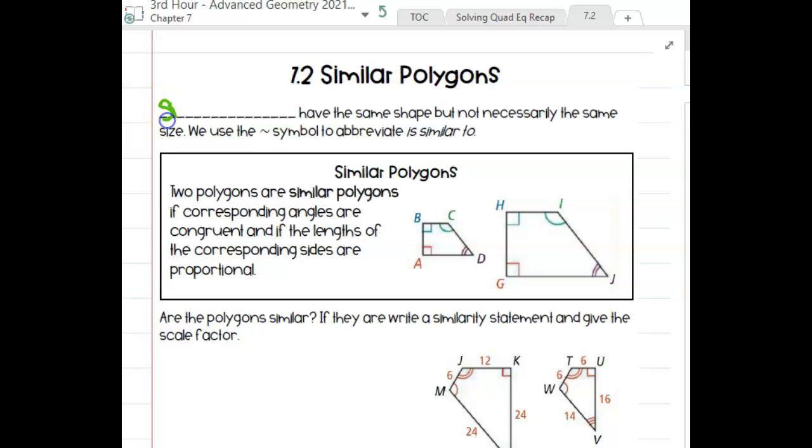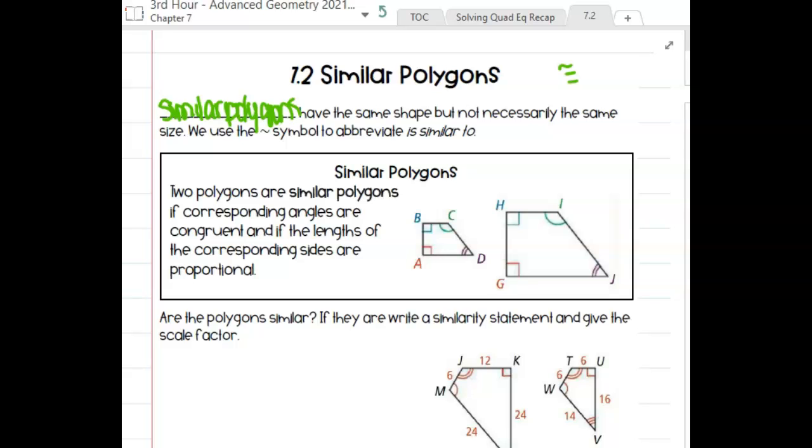So, first thing is similar polygons have the same shape, but not necessarily the same size. Now, we have the symbol for congruent, where you have the equal to sign and then a little squiggly over it. So remember, congruent means measures the same. So if you had congruent figures, they would have the same angle measures, the same side lengths, they would be the same shape, and the same size. Similar polygons are the same shape, but not necessarily the same size.